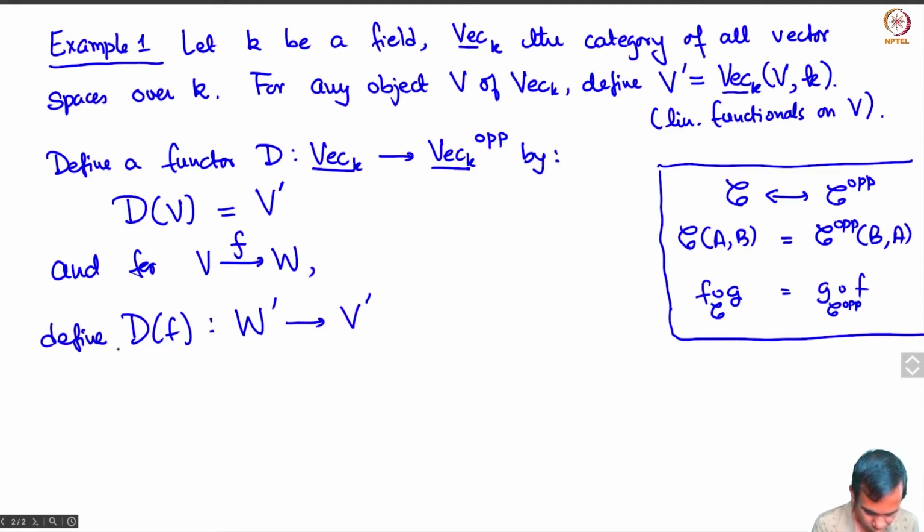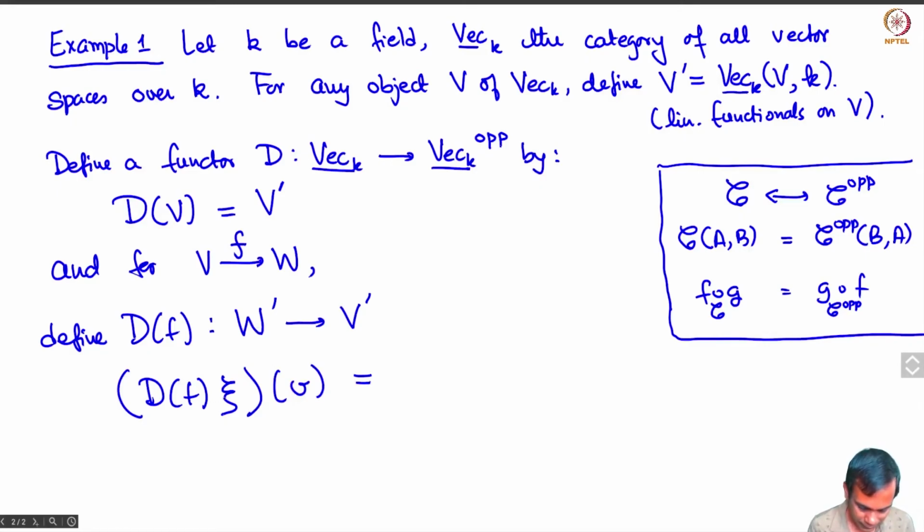We'll define this by the following equation, Df. It should take a linear functional in W, so let's say xi, where xi is a linear functional on W, and should give me a linear functional on V. And there's only one way to put these three symbols f, xi and v together, and it is to say xi of f(v). So that's the definition of Df from W prime to V prime. And now we need to check that this is a functor. So let's check the axioms.